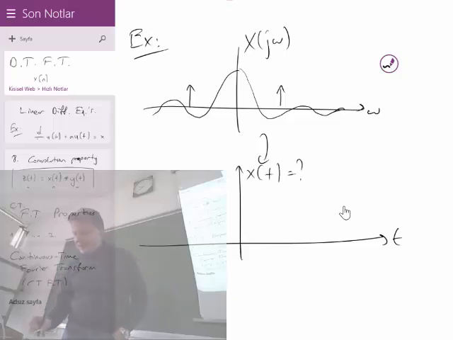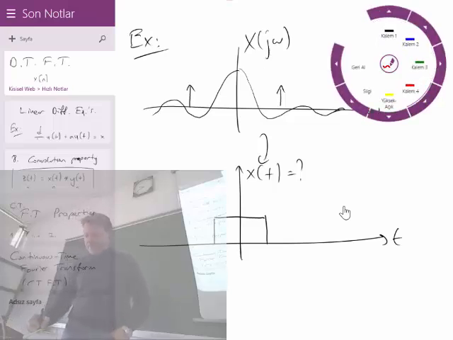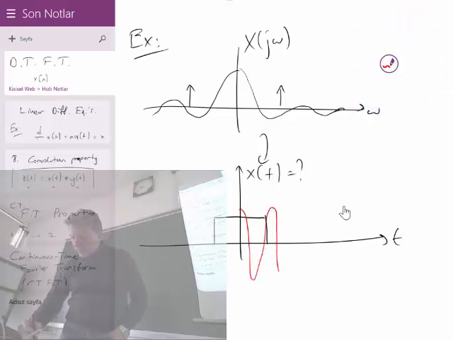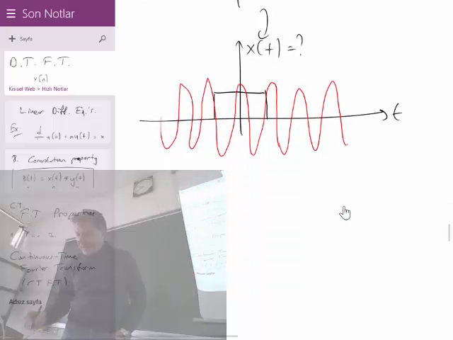X of t corresponding to this will be a combination of a rectangular box, because the rectangle's Fourier transform is that sinc. But from the linearity property, if the Fourier transforms are combined, then the time signals must also be combined. There must be a cosine term as well. And the cosine term, let's assume to be like this. The red one. So the combination of the red and the black will probably look like this.